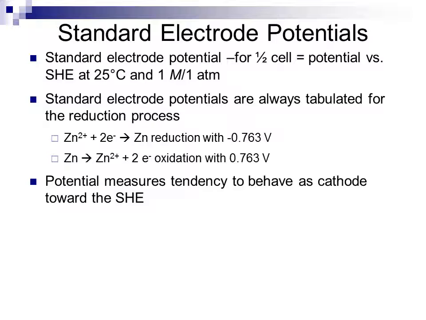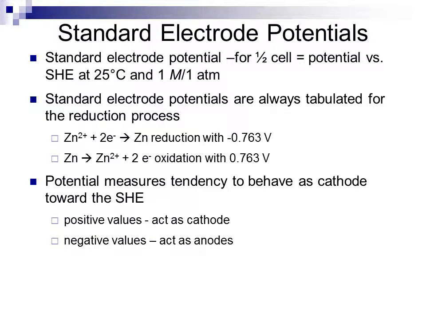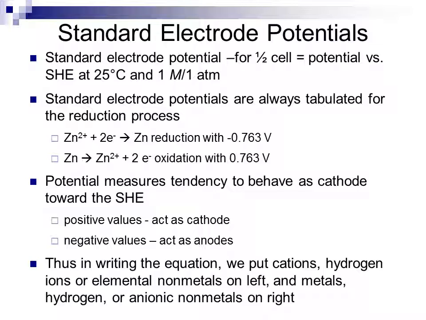Potential measures the tendency for the reaction to behave as a cathode towards the SHE. If the potential is negative, it will behave as an anode. If the potential is positive, it will behave as a cathode. So positive values act as the cathode, negative values act as the anode. When we write the equations, we will put cations, hydrogen ions, or elemental nonmetals like chlorine and fluorine on the left, and reduced metals, hydrogen gas, or anionic nonmetals like fluoride or chloride on the right.